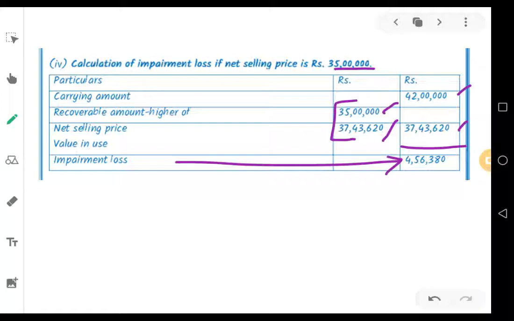And don't confuse the two impairment losses here. One impairment loss we have calculated when the selling price is 40 lakhs. The next impairment loss is calculated by assuming the net selling price is 35 lakhs. If the net selling price is 35 lakhs, your recoverable amount will become 37 lakh 43,620. Therefore, the impairment loss differs.